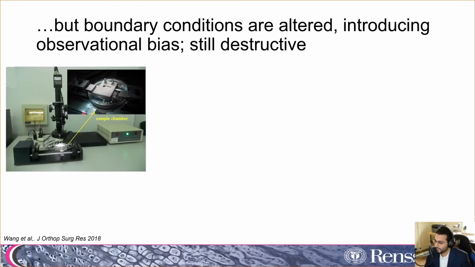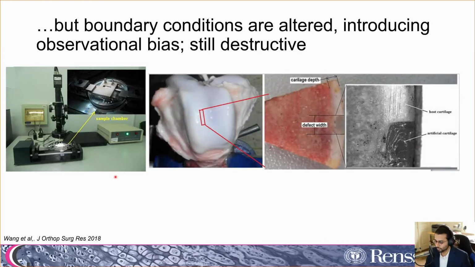But while this approach is very, very good, it's not perfect, because it is still destructive and it alters boundary conditions. These setups are done with digital image correlation, which uses a high-speed camera to actually visualize the movement of the tissue using fiducial markers or known markers. The cartilage here is extracted, so it's still cut open and destroyed from a joint. It's put against a glass platform and imaged with the high-speed imaging, so you can clearly see the differences between the host and artificial cartilage. But, as I said, you're still cutting the tissue out of the joint, you're still destroying it, and ultimately, by putting it on that glass platform, you're introducing observational bias because you're altering boundary conditions.